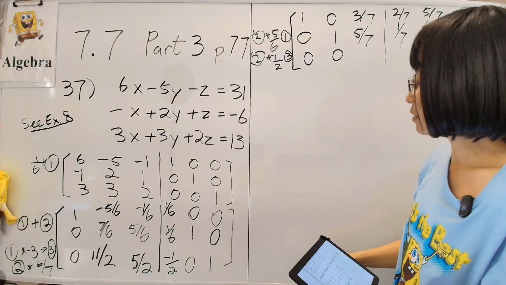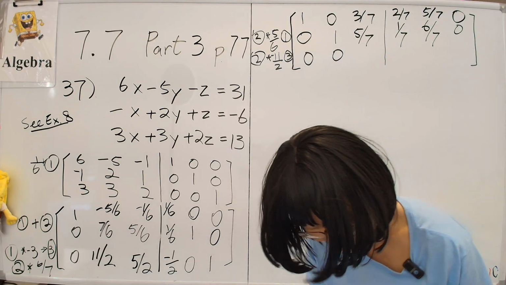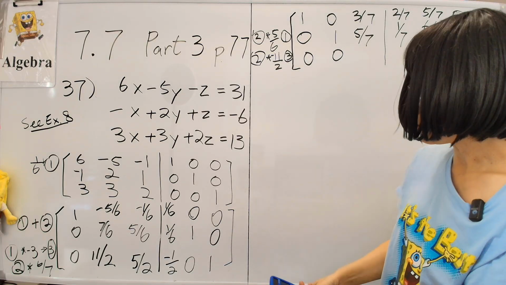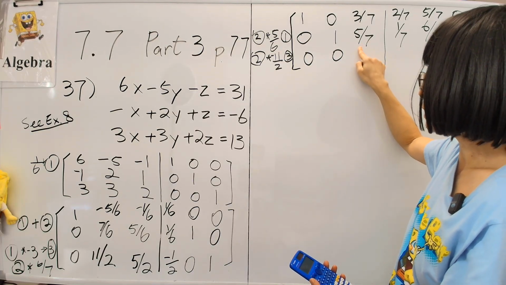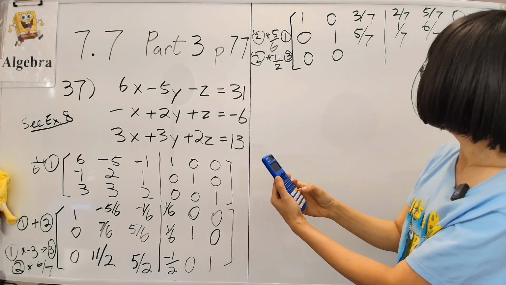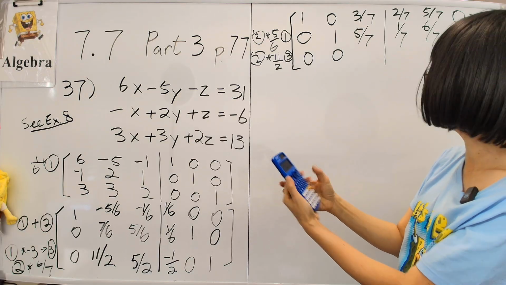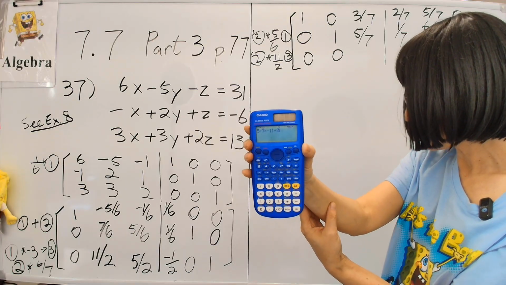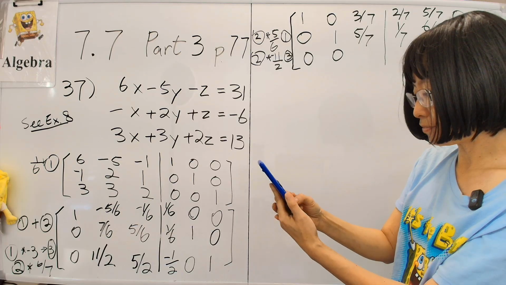So the last part, I will use the calculator. Whoa, my calculator fell out. It's okay. So the last part, what are we doing? We're doing row 2, that is this thing, right, times negative 11 halves. So let's type it in. 5 divided by 7 times negative 11 divided by 2. Yes. And then add it to, what are we adding? Add it to row 3. Add 5 halves plus 5 divided by 2.